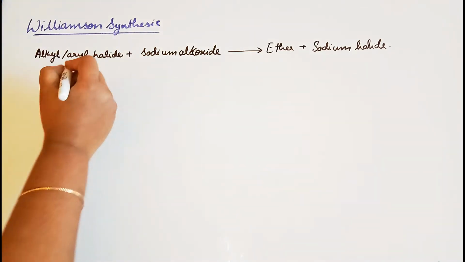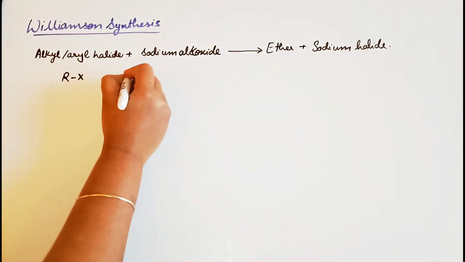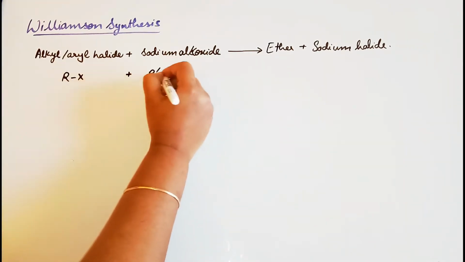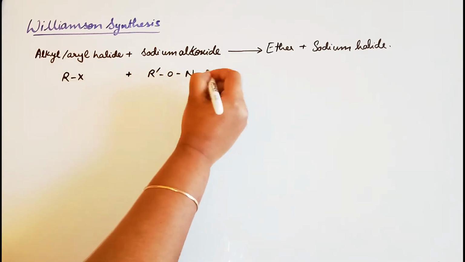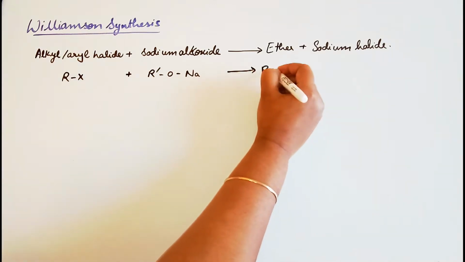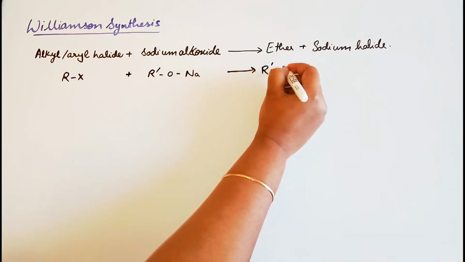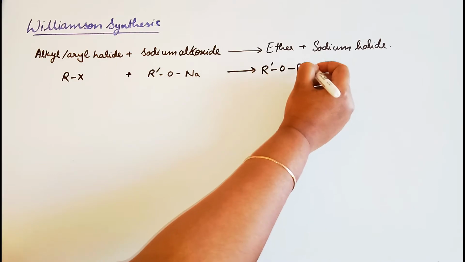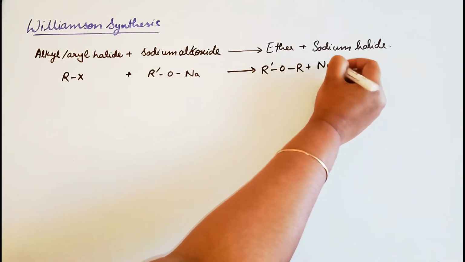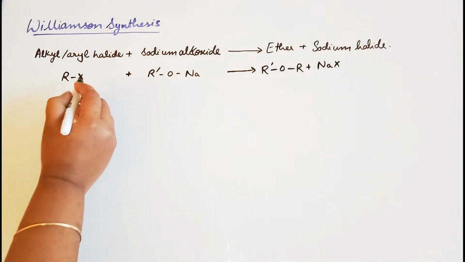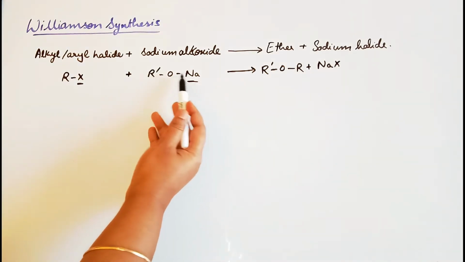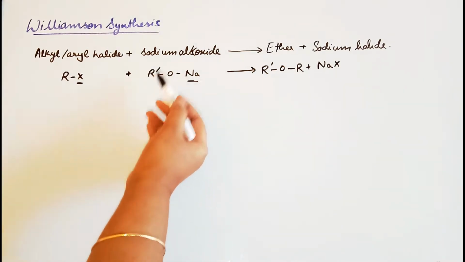So, let's look at the reaction. RX, which is an alkyl halide, reacts with R-ONa to give R-OR plus sodium halide, that is NaX. So basically this and this are combining and getting removed, and you have R-OR. That is the ether formed.